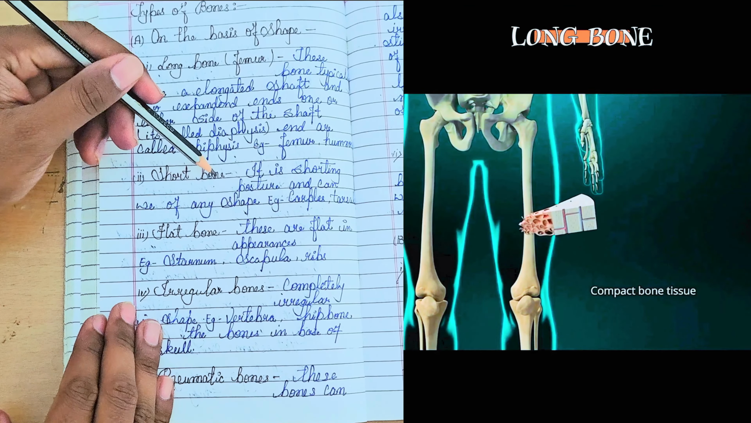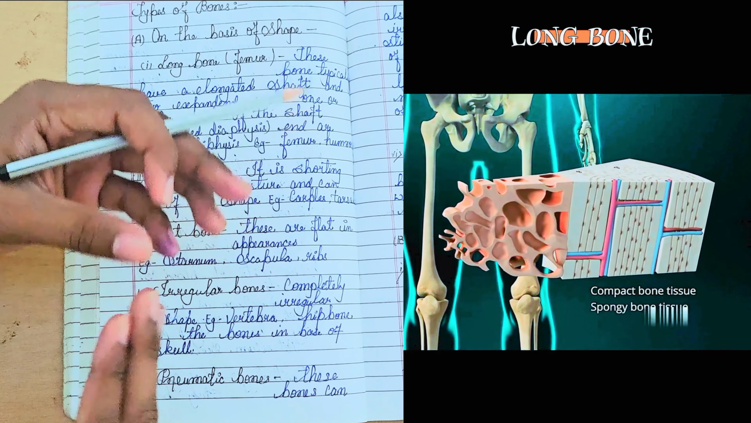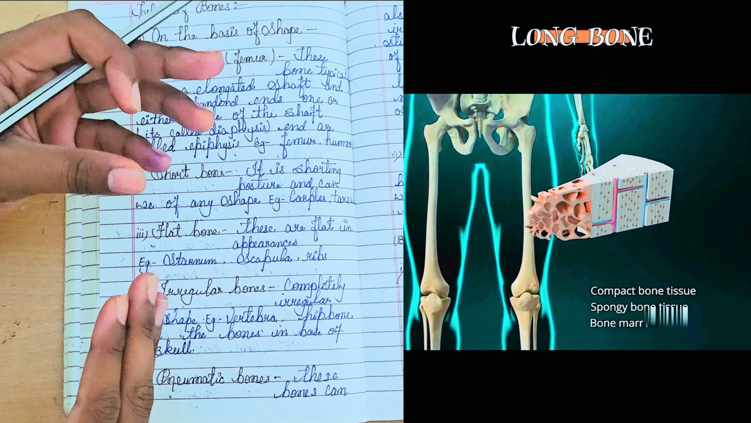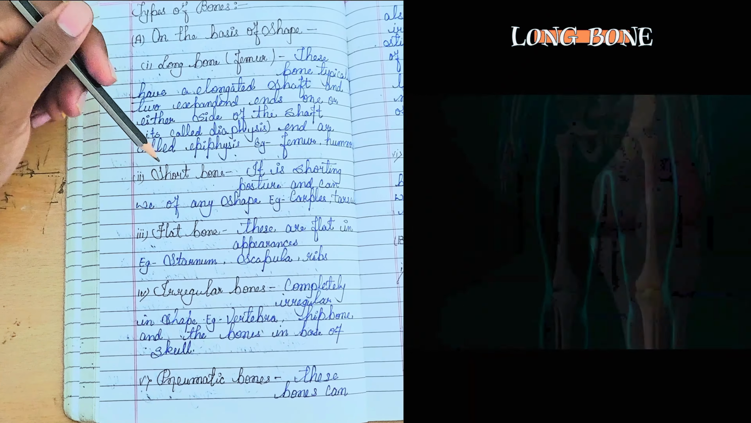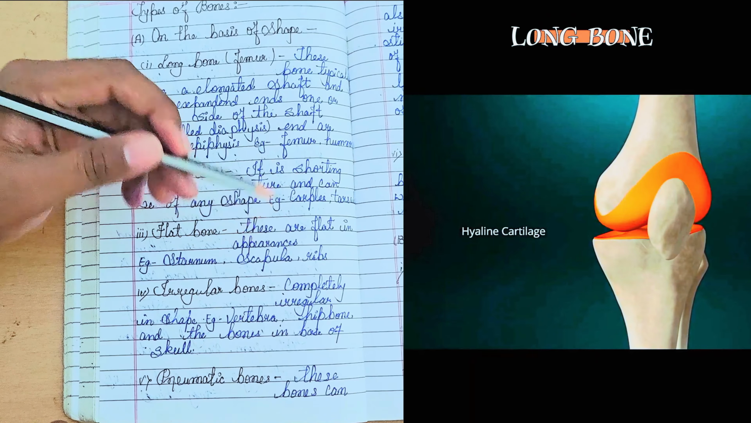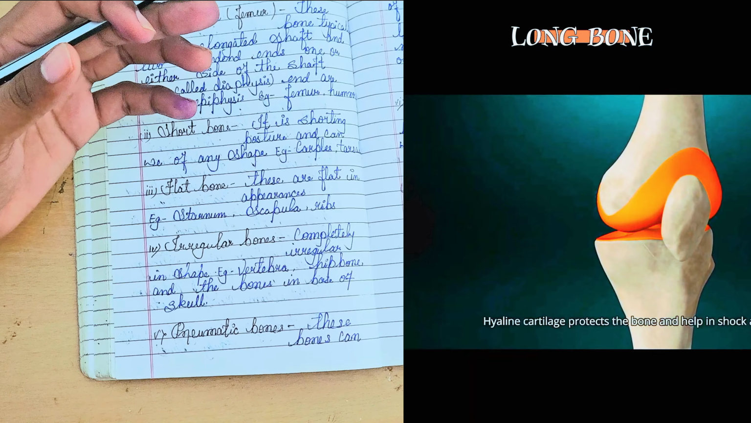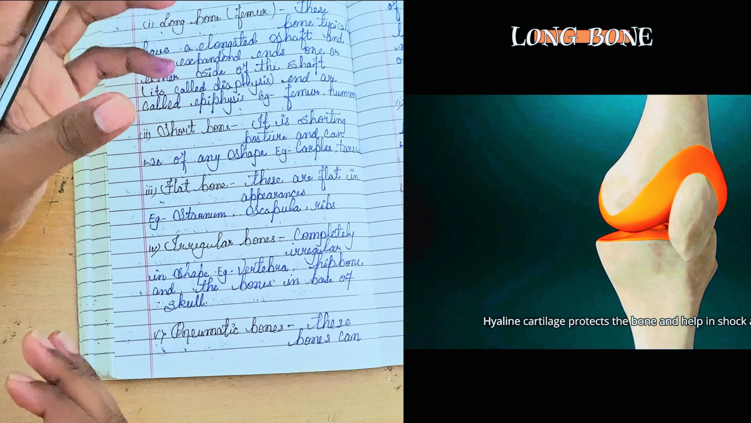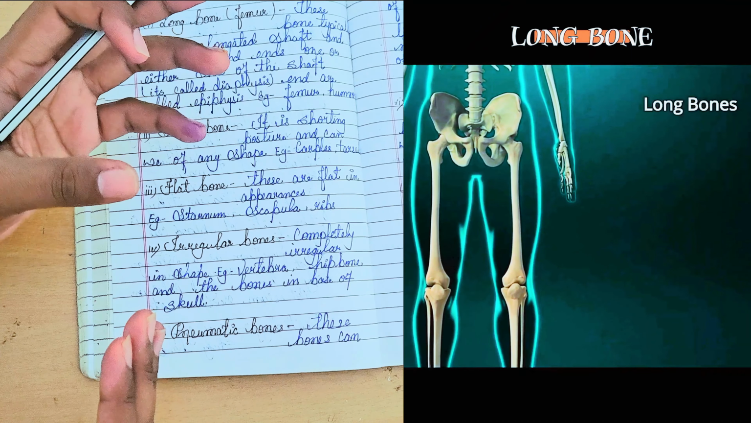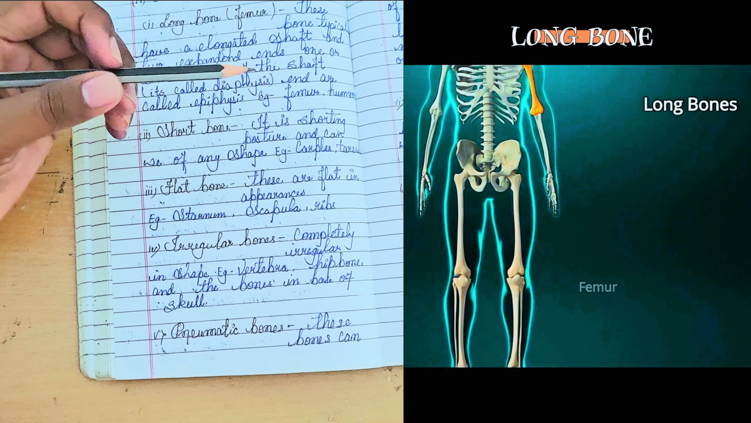Next one is short bone. It has no particular shape, an irregular shape. Examples are the carpals, tarsals, and the ear bone, stapes. Flat bone: these are flat in appearance. Examples are sternum, scapula, ribs. Irregular bone: completely irregular in shape, like vertebra, hip bone, and the bones at the base of the skull. There are different parts of the skull like zygomatic, frontal, occipital. These irregular bones make up the skull bones, and also the vertebrae.